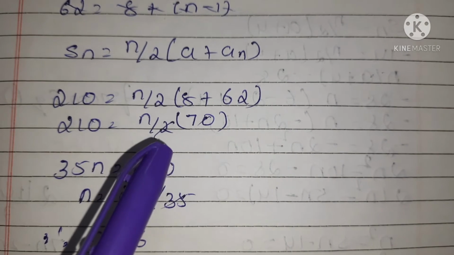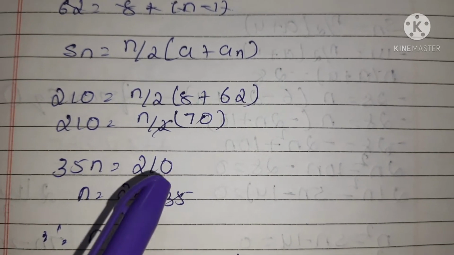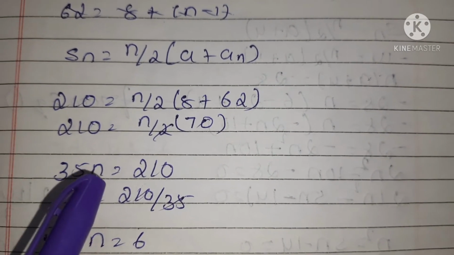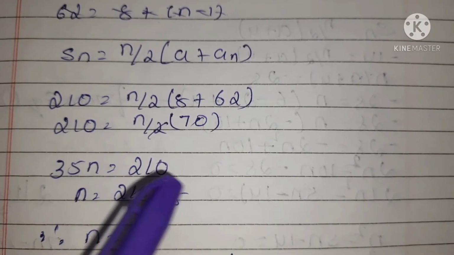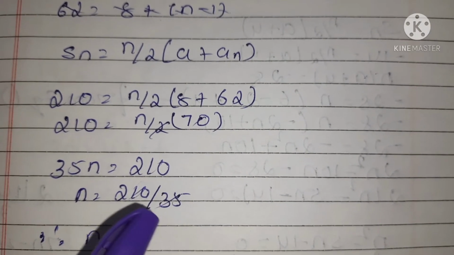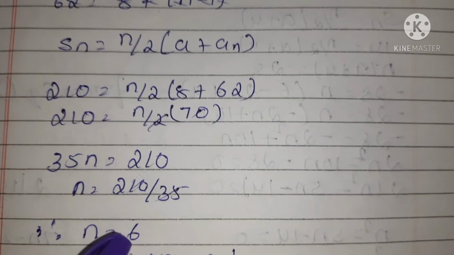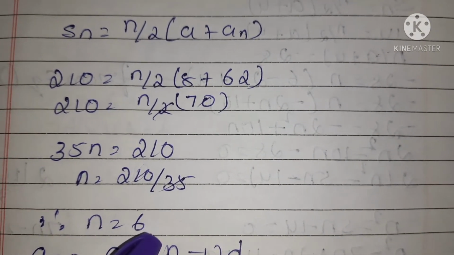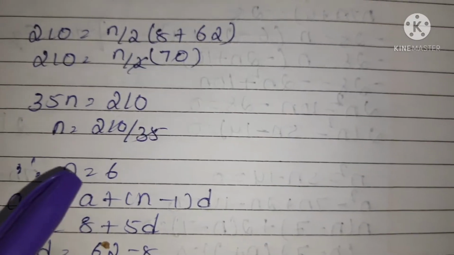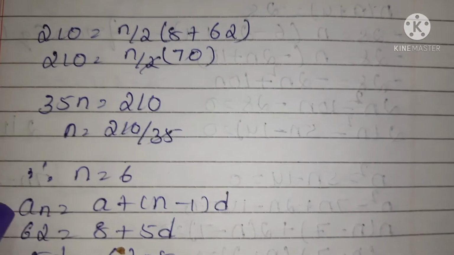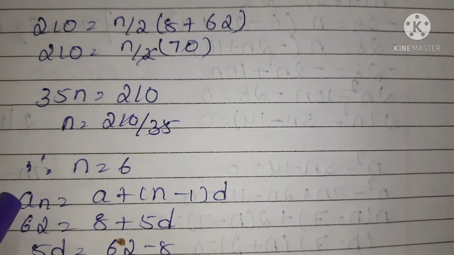Now we will cancel these two into the 70, we will get 35. 35n is equal to 210. n is equal to 210 by 35. If we cancel these, we will get 6. Therefore n is equal to 6. Here the number of terms is 6. Now we should find out d value.